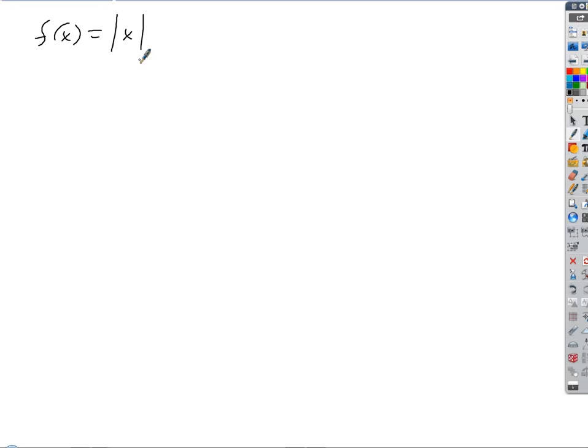Okay, absolute value of x. Now I've mentioned a couple things to you about this kind of indirectly already. There's a couple ways we can define absolute value. Let's think about, what does it do? What's the job of an absolute value function? To show its value away. Use distance from 0. So you can look at it as being the distance from 0 on a number line.